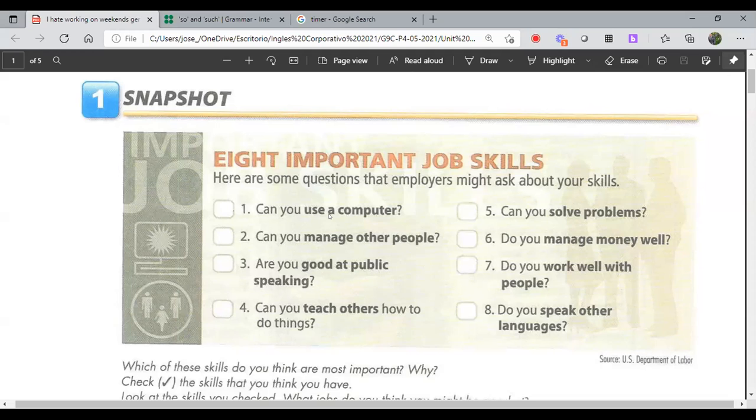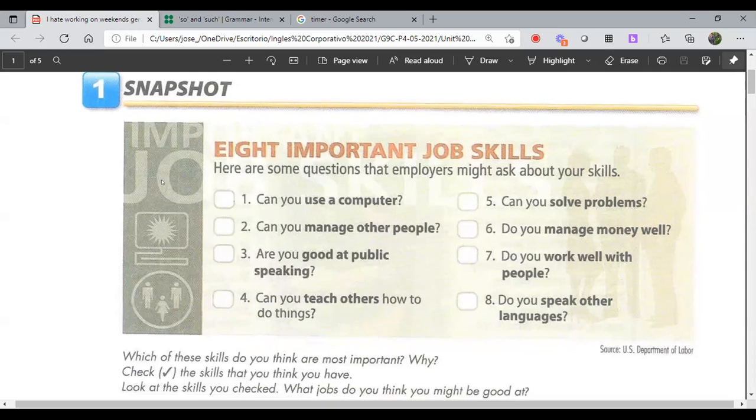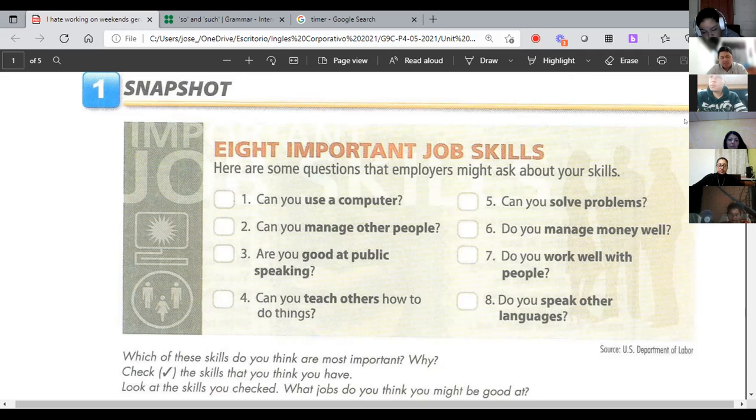Number 1, can you use a computer? Thank you. Number 2, can you manage other people? Number 3, are you good at public speaking? Number 4, can you teach others how to do things? Number 5, can you solve problems? Number 6, do you manage money well? Number 7, do you work well with people? Number 8, do you speak other languages? And now you can say, yes, I speak English.